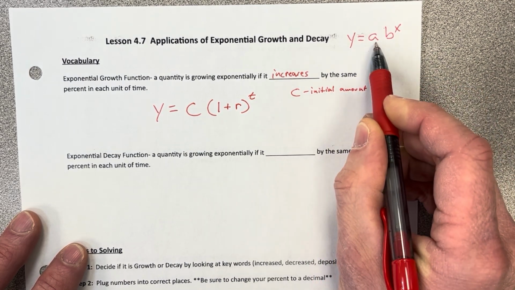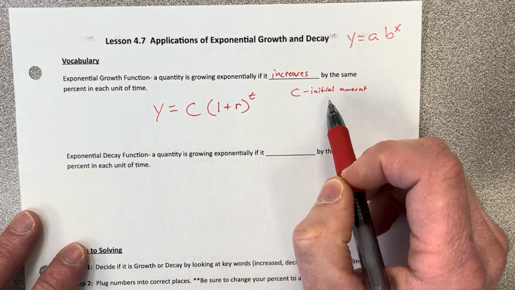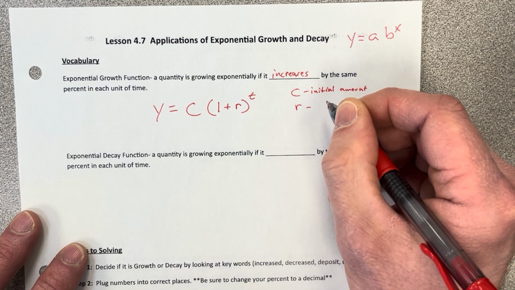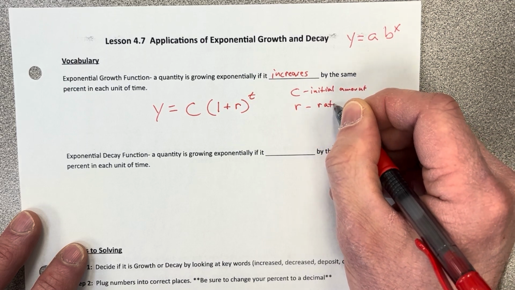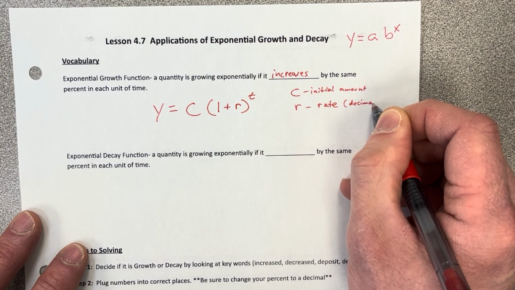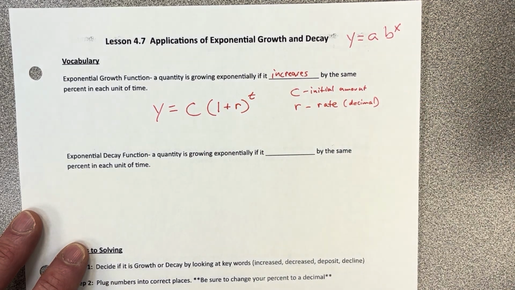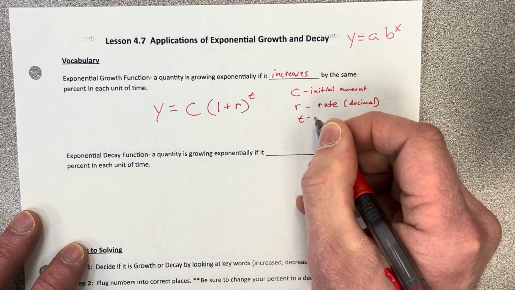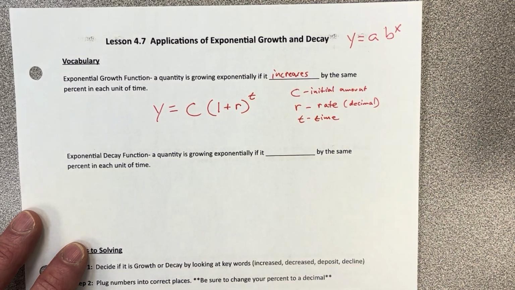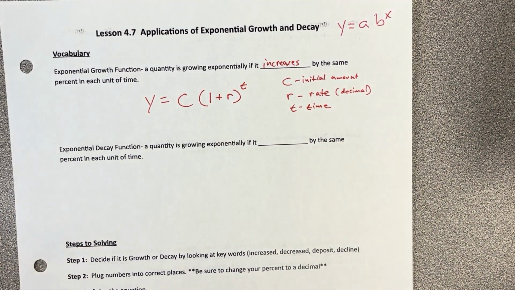And same as A, initial amount or the y-intercept. R is going to be the rate of increase, and it's going to be a decimal, so be wary, okay? They're going to give it as a percent, but you're going to write it as a decimal. And then T is, of course, time. Okay, and we can use this formula for all sorts of things.